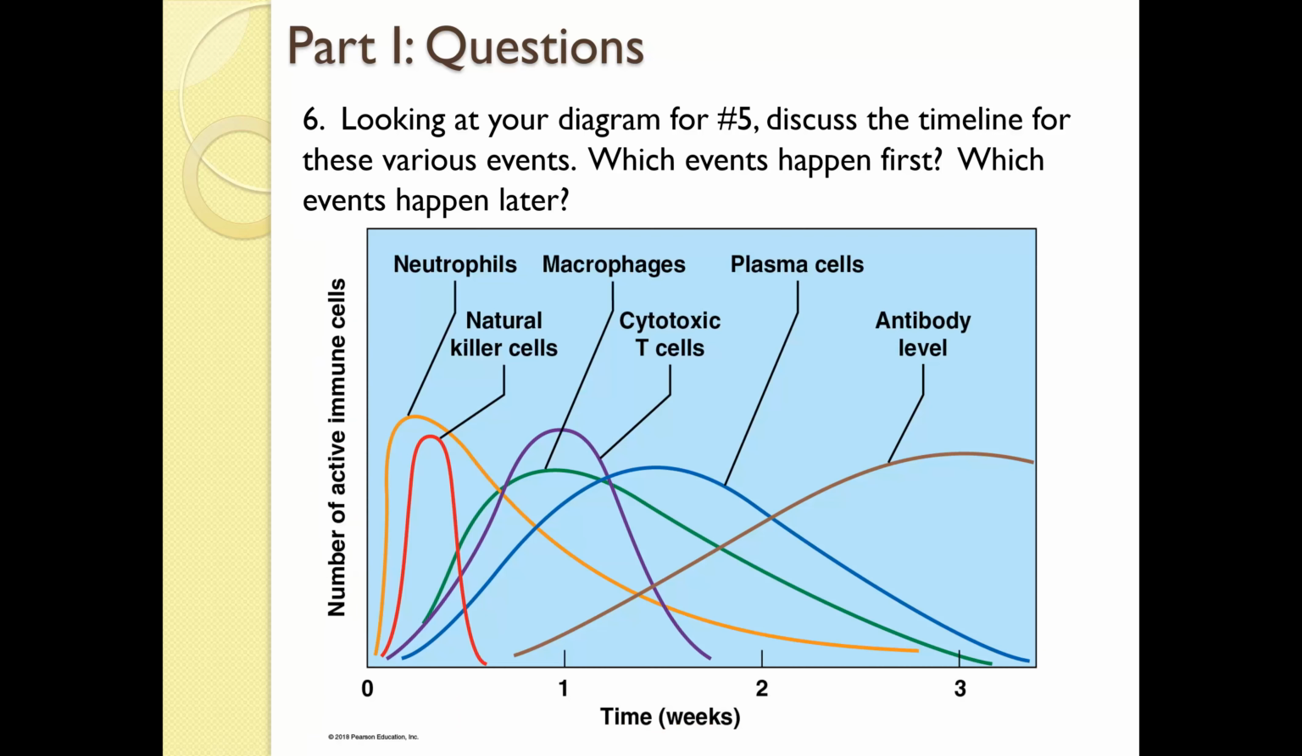So here is a graph from your textbook, and this graph was specifically geared toward bacterial infections, but it's going to look very similar with viral infections as well, except you may see more eosinophils than neutrophils. But in any case, the point of this graph is to show you that the innate responses are going to be the first to respond in your first week of infection. The cytotoxic T cells will be the first of the adaptive defenses to respond, with antibody levels coming in last at around 2 to 3 weeks after infection.